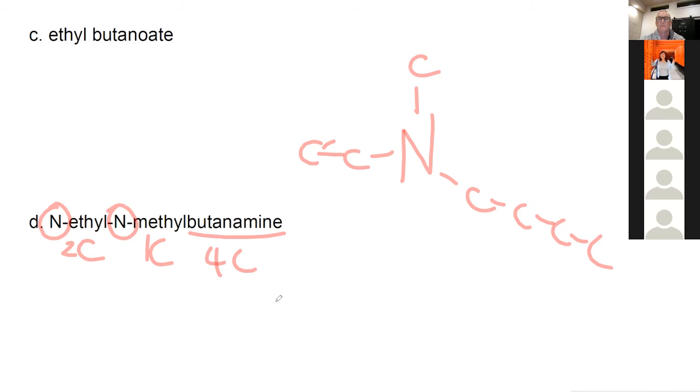I thought, doesn't the butanamine, isn't there a methyl in there, or did you already draw that in? Methyl's right here. Oh, okay. And then the ethyl is here. And this is the butane part, butane, 1, 2, 3, 4 carbons. But my question is, is there anything else on the nitrogen?